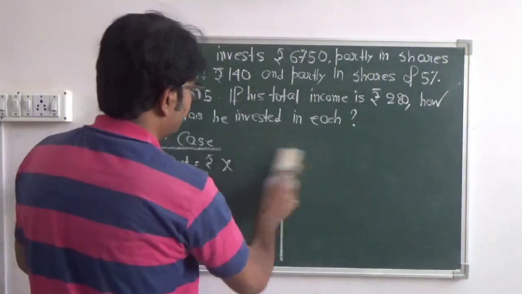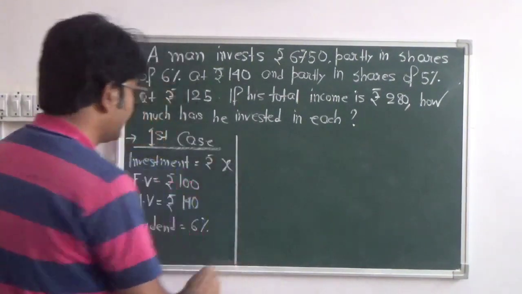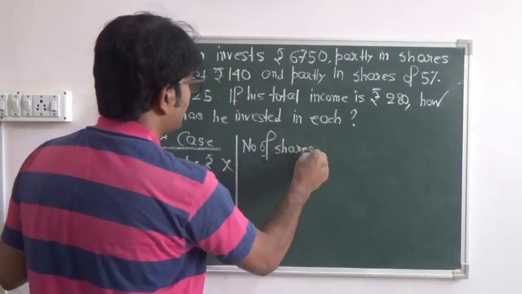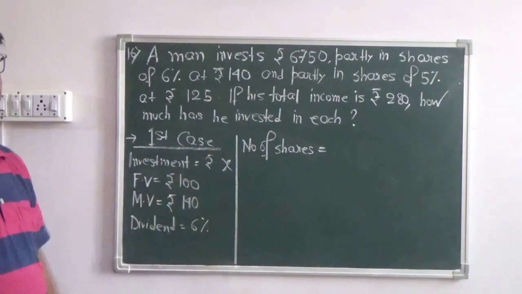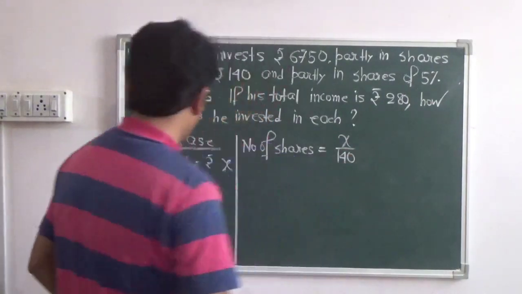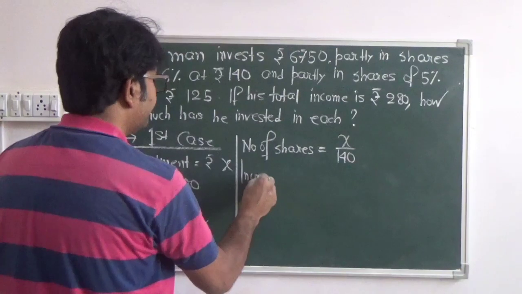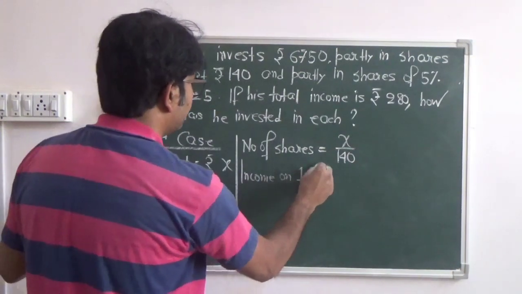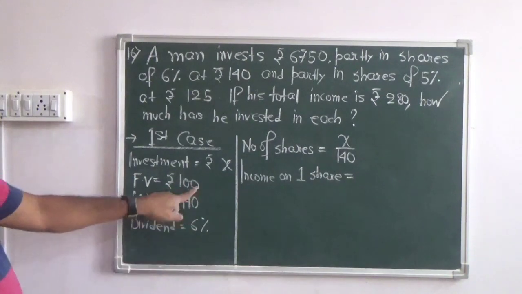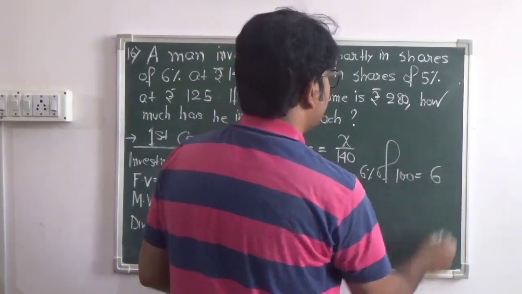So we also don't know the number of shares here. So number of shares: total investment is X, and the number of shares is the total investment divided by the market value, that is X divided by 140. So now, first we find the income on one share and then the annual income. So what is the income on one share? 6% of rupees 100. That is 6% of the face value, that is rupees 6.